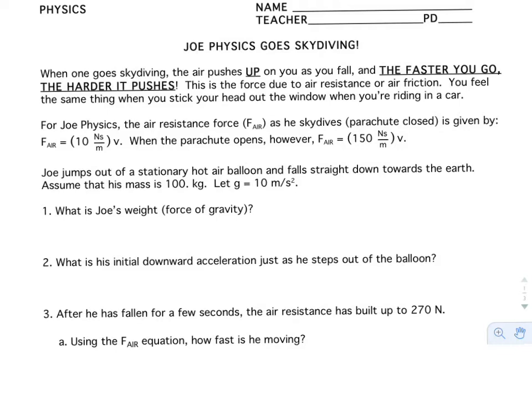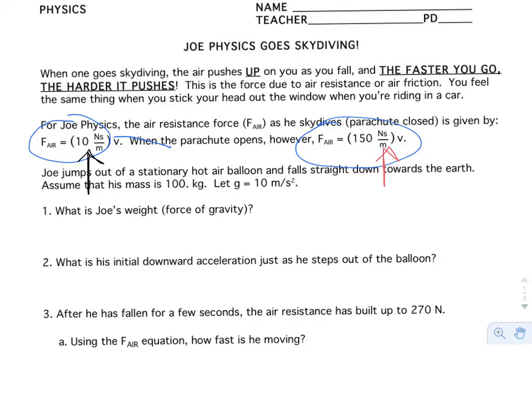if you are falling with your parachute closed, which would be this one here, or if you were falling with the parachute open. So what you would notice is that if the parachute is open, which is the second one here, you would be taking 150, which is just an arbitrary number that we made up, times the velocity. And if the parachute were closed, you're only taking 10 times the velocity.